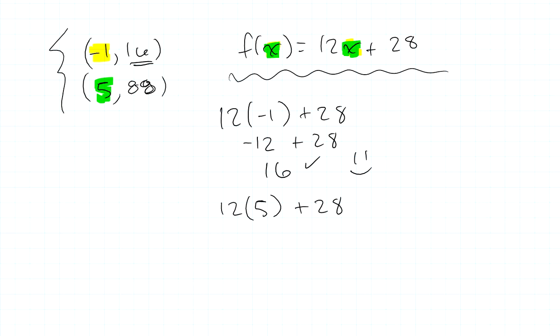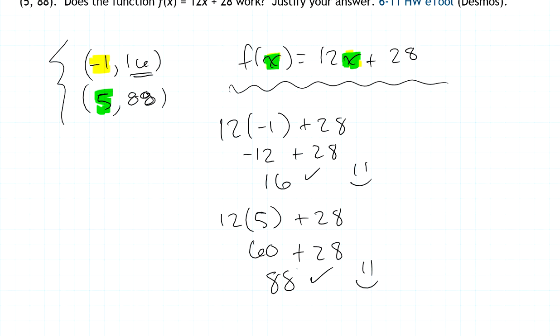5 times 12 is 60. And it turns out that 28 more than 60 is exactly 88. So again, it does a great job and it works. So I know that this function f(x) equals 12x plus 28 is indeed the line that goes through these 2 points. And I can say with confidence that she is 100% correct, because it does what it's supposed to do, right? It gives me the values that I need.